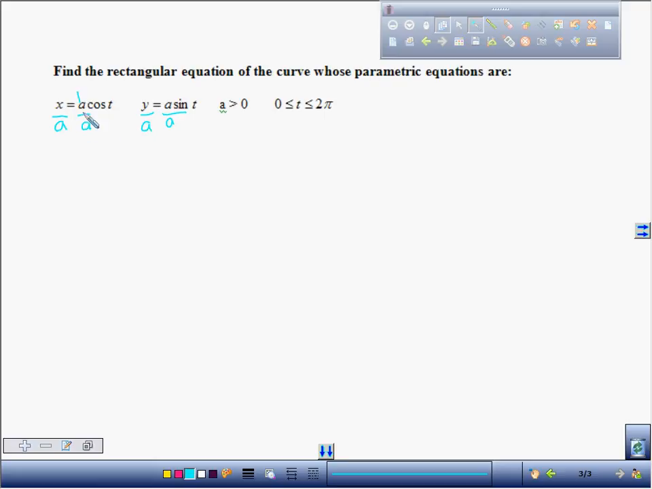So what you get, this goes away, and now I get x over a equals cosine t, right? And y over a equals sine t. And why would I want to do that? Because I know that sine of t squared plus cosine of t squared equals, you remember this from last semester?